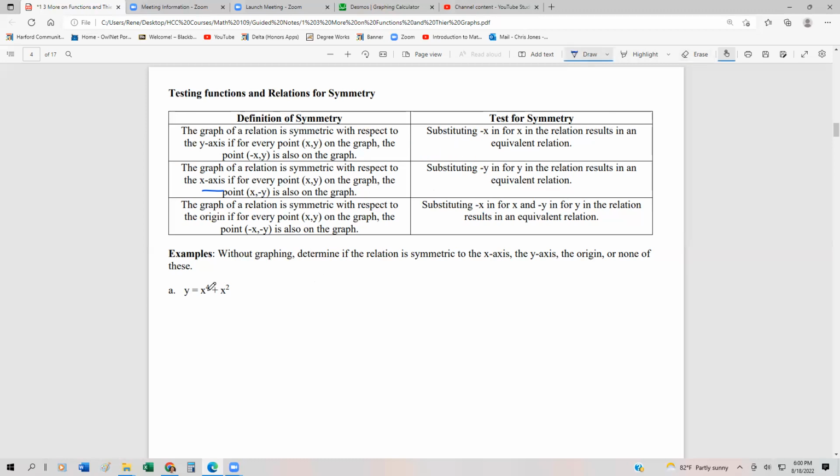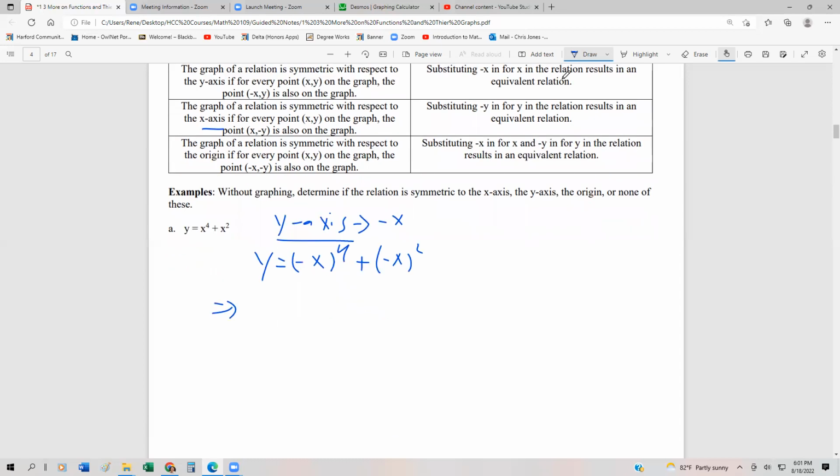So we have this relation y equals x to the fourth plus x squared. Let's first test for symmetry about the y-axis. To test for symmetry about the y-axis, we're going to plug in negative x. So y is going to be equal to negative x to the fourth plus negative x squared. Again, when we raise a negative number to an even power, it goes back positive. So this becomes y equals x to the fourth plus x squared. And that's the same, so that implies that there is symmetry about the y-axis.